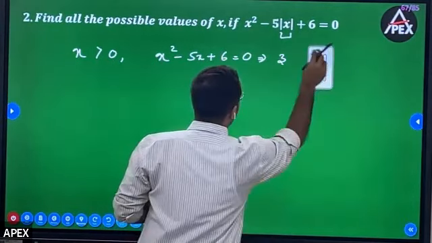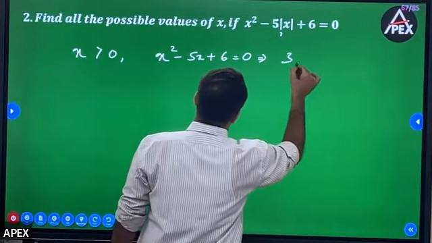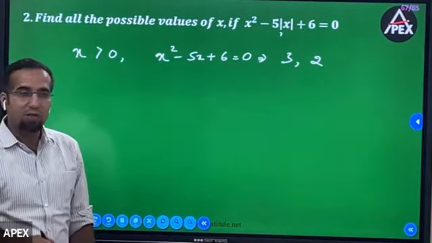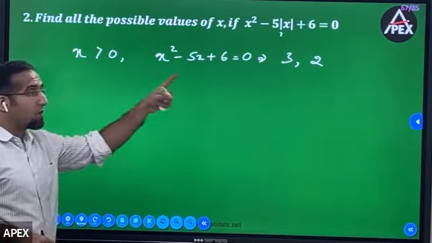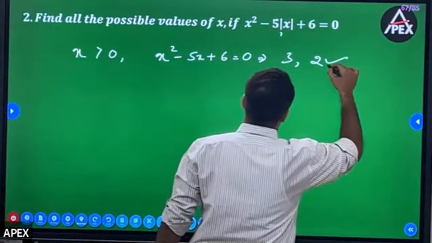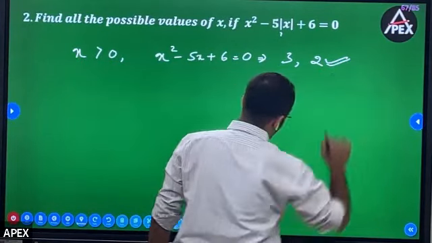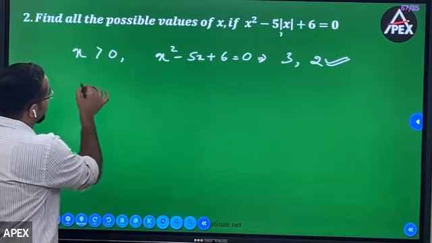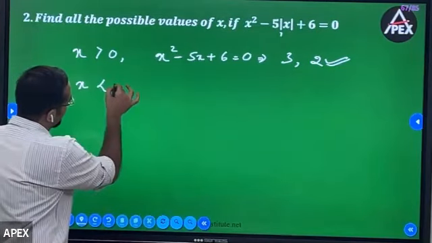Clear? No range. So 3 and 2 are the values of x which are there. But what is the condition? x is greater than 0. Are these satisfying? Yes, these two are satisfying. So therefore these two are acceptable. I'm not done here. So what am I looking at here? I will look at this as if x is less than 0.